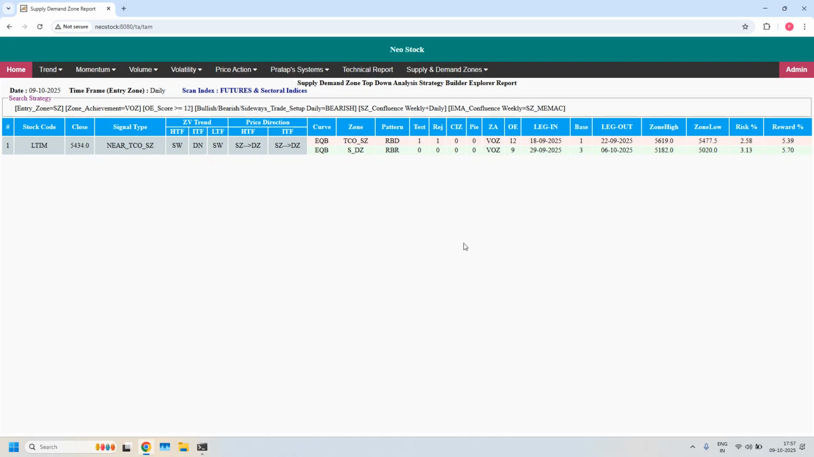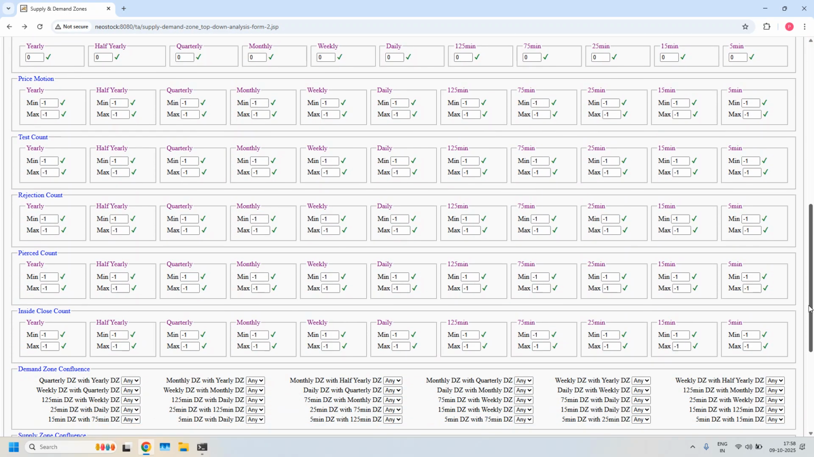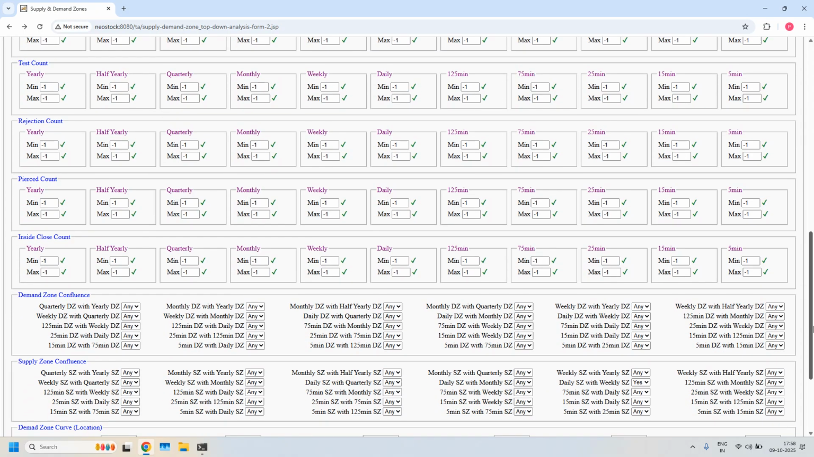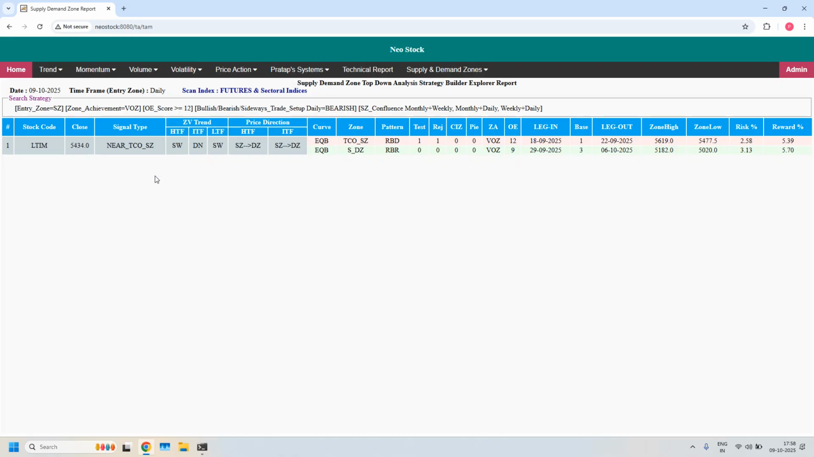Okay, next filter is LTF, ITF, HTF supply zone confluence. Removing the ITF and EMA filters in the supply zone confluence, 3 filters I have to set: daily and weekly, daily and monthly, weekly and monthly supply zone confluence. By enabling all 3 filters, we got the same stock. That means this daily supply zone overlapped with weekly, further overlapped with monthly. But the monthly trend is sideways. So based on the second strategy, we can't list this. But in the first strategy, it is already listed as a high probability trade setup supported stock.